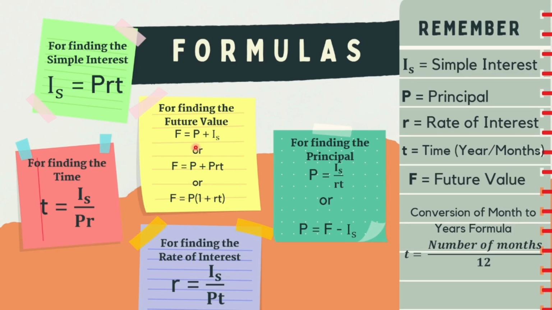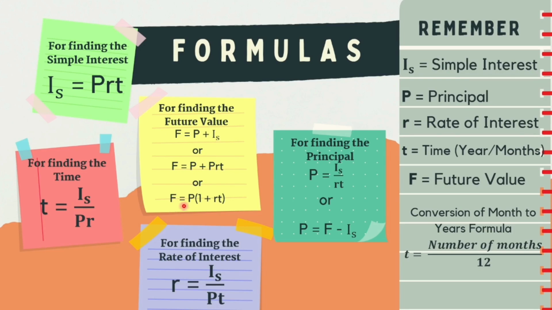So first we have here, future value, or F, is equal to P plus I_s, or future value is equal to principal plus simple interest. Then the second one we have here, future value is equal to principal plus the product of principal times rate times time. This, as you can see, is the formula for finding the simple interest.